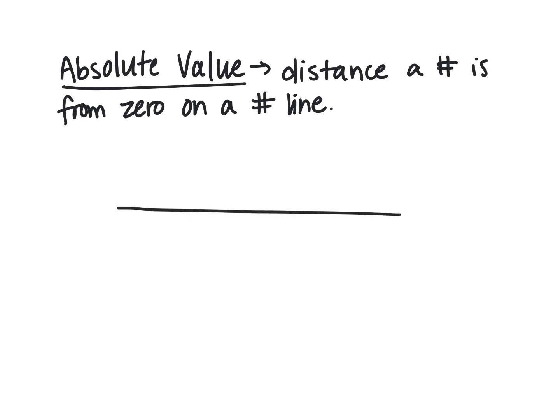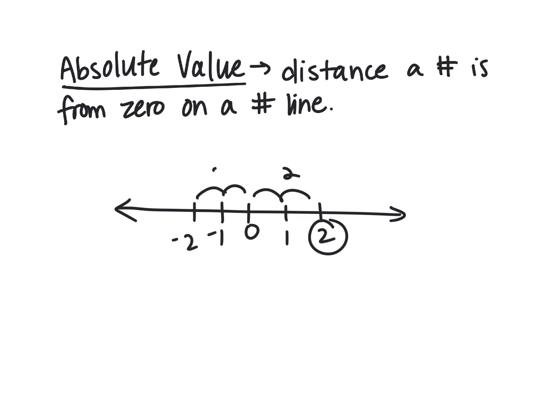Okay, so if I asked you, okay, here's 0, here's 1, 2. If I asked you how far away is 2 from 0, well, you'd say 2 spots. If I asked you how far away is negative 2 from 0, well, you'd still say 2 spots. That's what absolute value means. Now, here's the symbol for absolute value. It's 2 straight lines, 2 vertical lines going up and down. And I might put a number in there.